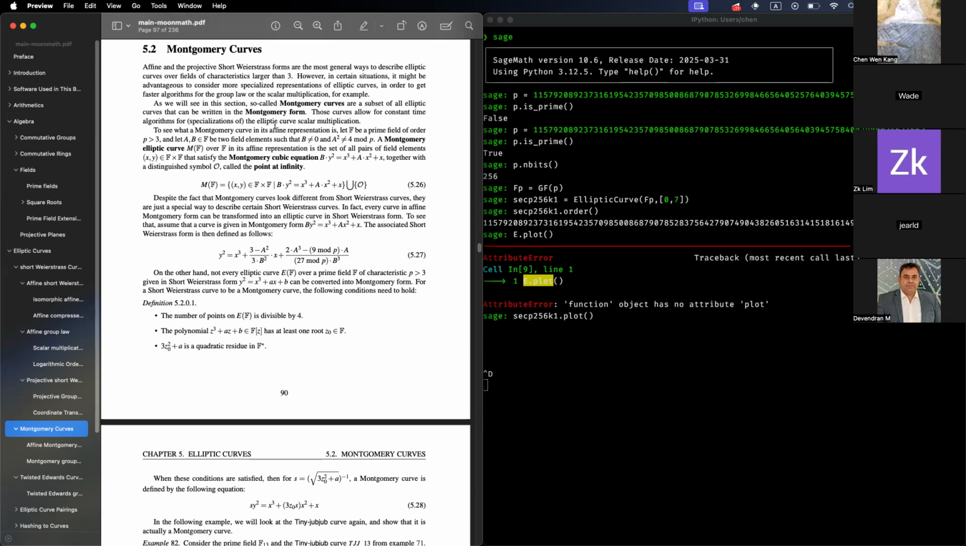They are a subset of short Weierstrass curves. Almost all Montgomery curves are valid short Weierstrass curves, but not all short Weierstrass curves are Montgomery curves. So the reason we want to use Montgomery curves is that they have additional properties that allow us to do computation slightly better, slightly easier, slightly more efficient.